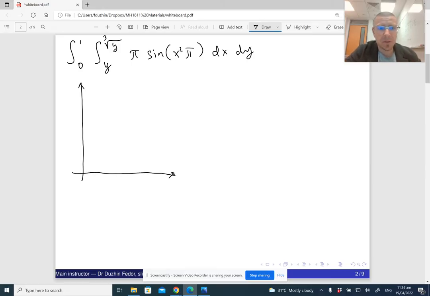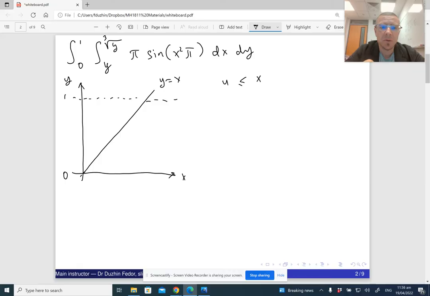So I guess everything happens in the first quadrant, so both x and y are positive. Y varies from 0 to 1, right? So this is 0, this is 1, so y is between the x-axis and the line y equals 1. Now, the lower boundary for x is y, so here is the line y equals x. And our region of integration is on the right of that, because this is the smallest possible value of x.